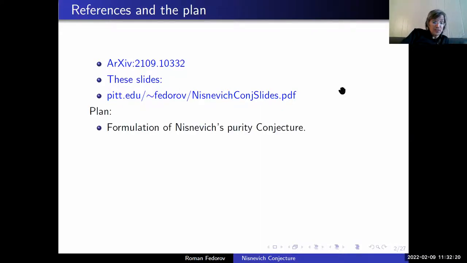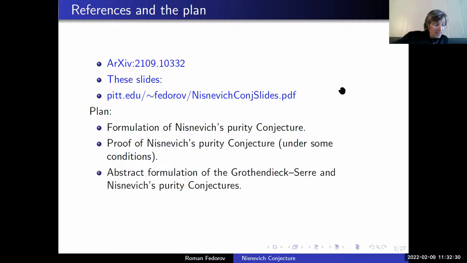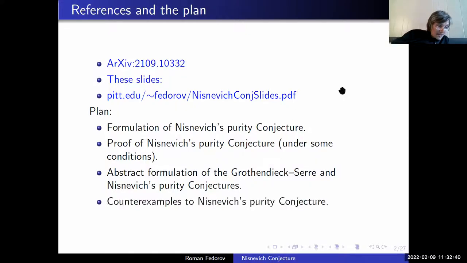Okay, so the plan: I will formulate the conjecture, obviously. I will explain the proof of the conjecture, at least in some details. Then I will discuss the abstract formulation of this conjecture and the Grothendieck and Serre conjecture. And then I will talk about the counterexamples, because the Nisnevich purity conjecture is not valid in the form it was formulated.